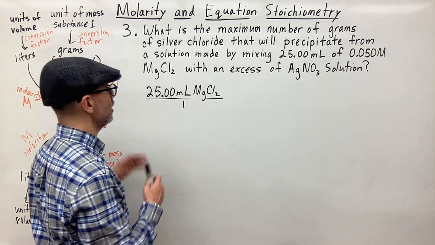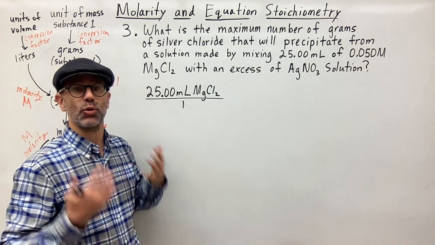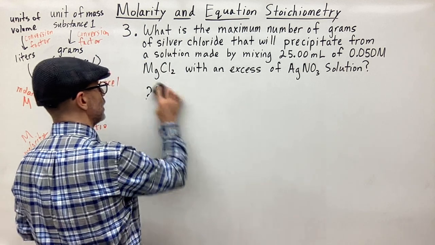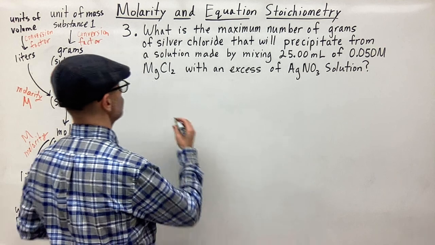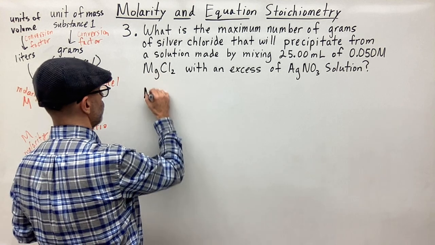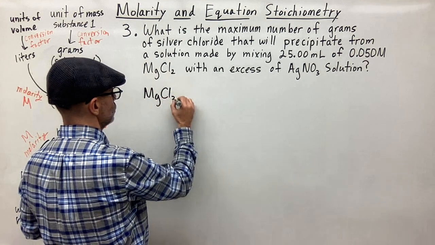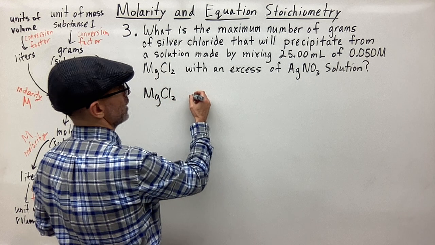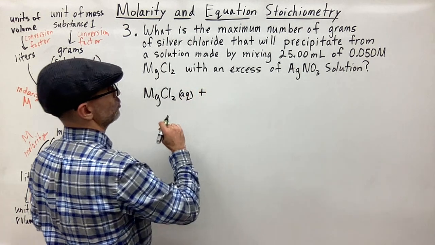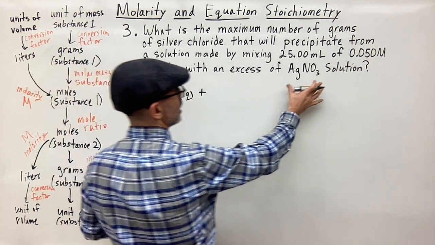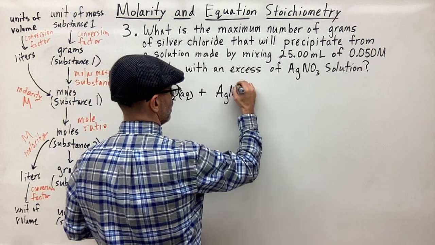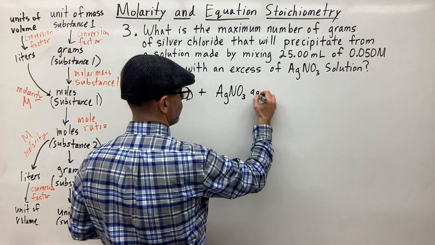Now, before we go on, we need a balanced equation. So stoichiometry needs a balanced equation. I think I got a little ahead of myself. So let's write out the balanced equation first. The two reactants that we're given are magnesium chloride, MgCl2, aqueous, and that's going to react with a silver nitrate solution, so that's going to be AgNO3, and that's going to be aqueous.